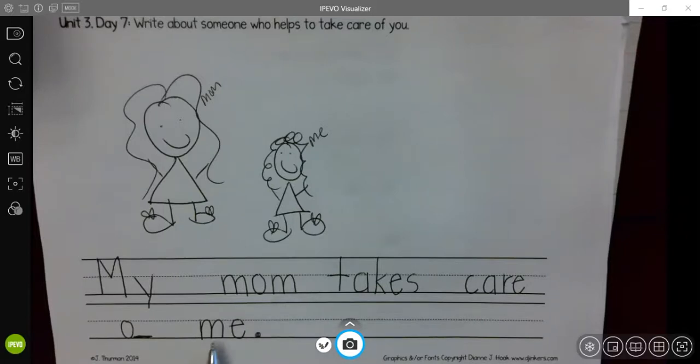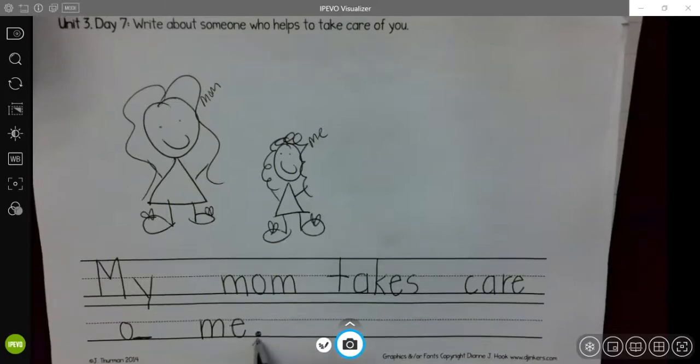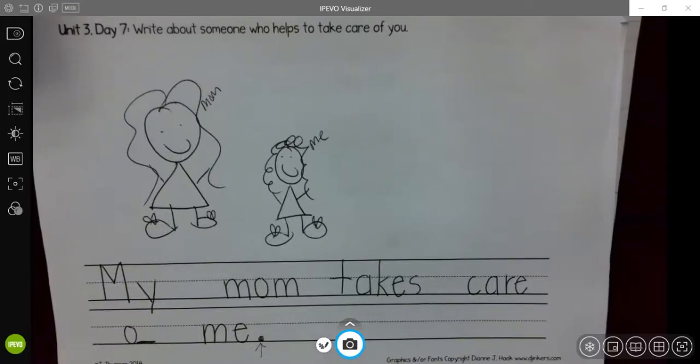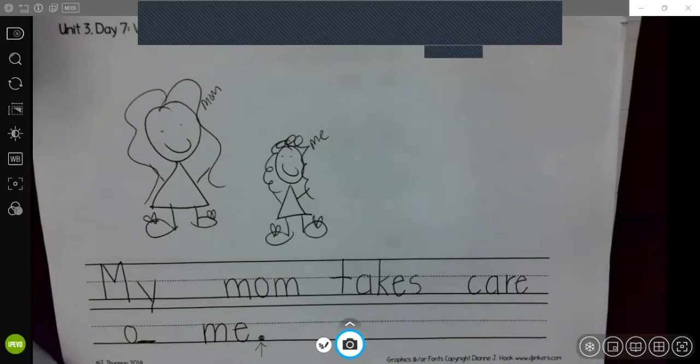And then I wrote me. This is our sight word, me. M-E, me. And then when my sentence is over, we need a what? A period. Great job. So that's why I drew a period right here, because my sentence was over. And then my picture, I drew a picture of my mom and then me as a little girl. So go ahead and choose somebody who takes care of you right now.